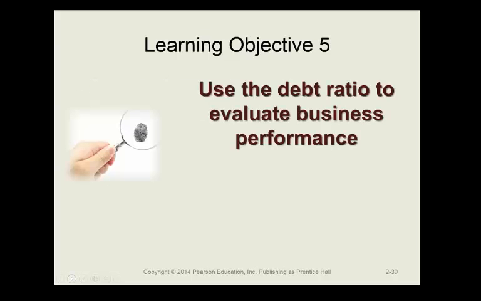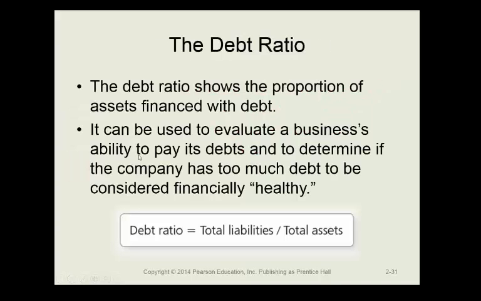All right, the last learning objective is using the debt ratio to evaluate business performance. So the debt ratio is just going to give us a portion of what we did to get our assets. So what portion did we finance with debt? Typically, if the company's just starting off, you're going to expect this debt ratio to be pretty high. So this is going to be pretty high if they're a new company, and all it's going to do is tell us what their ability is to pay its debts. And determine if the company has too much debt to be considered financially healthy.